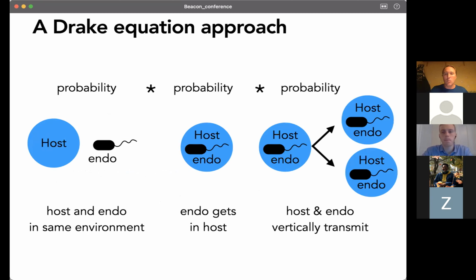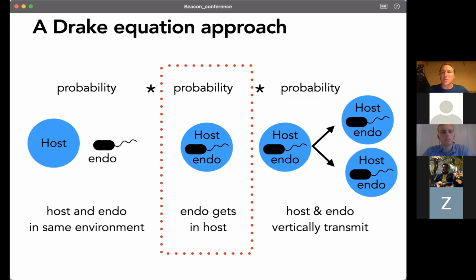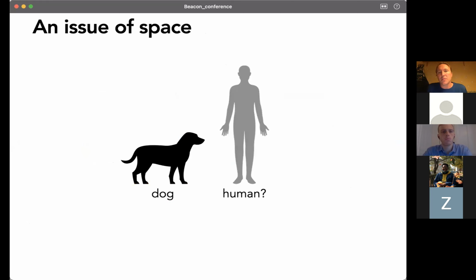And so we're going to focus on the middle one first. There are two reasons: one is that it informs the other approaches, but also because many people think at some level that lack of space might be a driving factor in the likelihood of prokaryotic endosymbioses. So here's the issue of space.